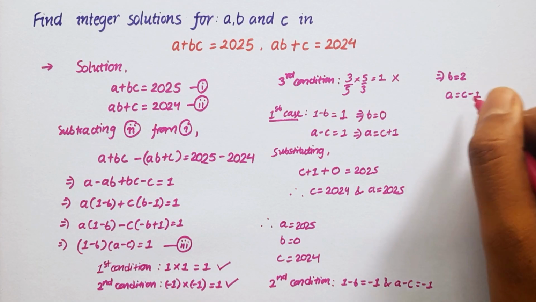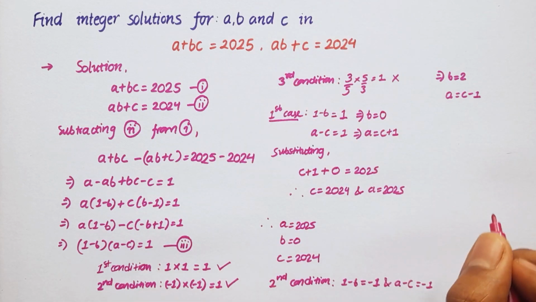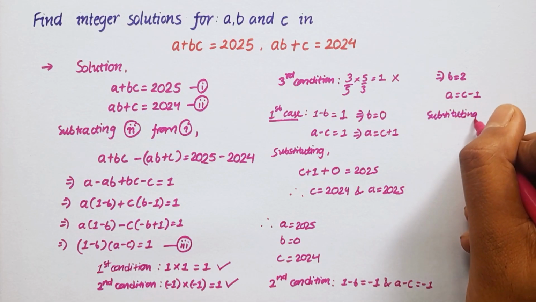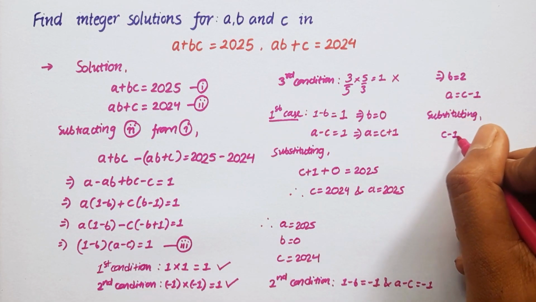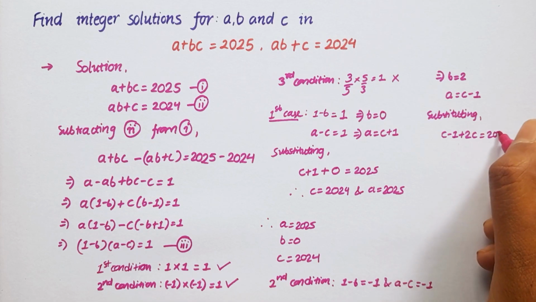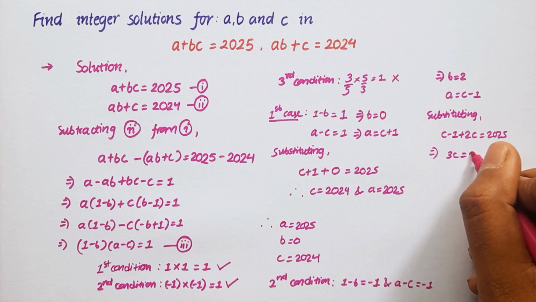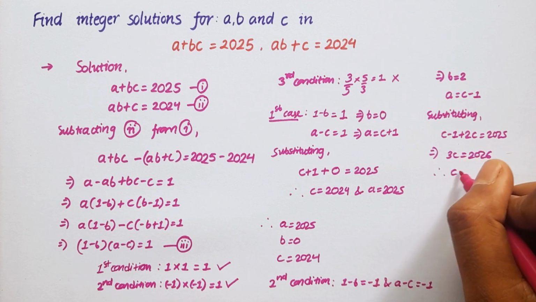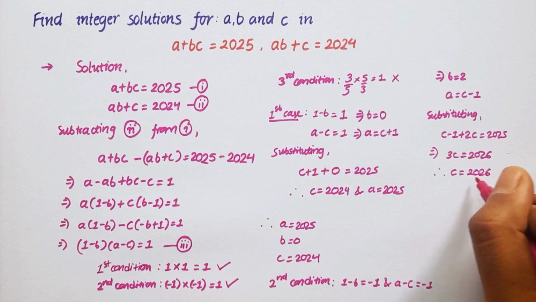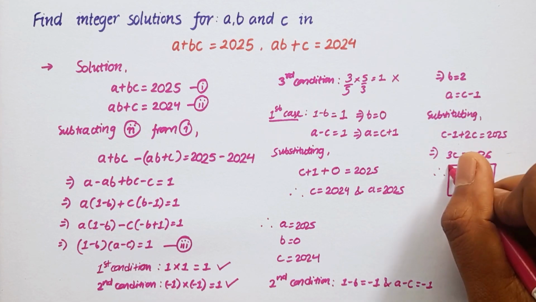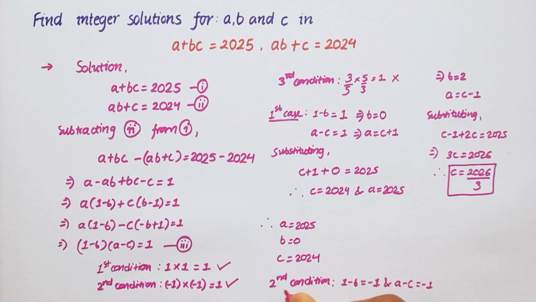Let us substitute this value of A and B in equation 1. Then what do we get? We'll have C minus 1 plus 2C is equal to 2025. This gives us 3C is equal to 2026. Therefore, C is equal to 2026 upon 3, which would give us a decimal value. That is, this does not give us an integer solution. So, this second condition would not be valid for our question.